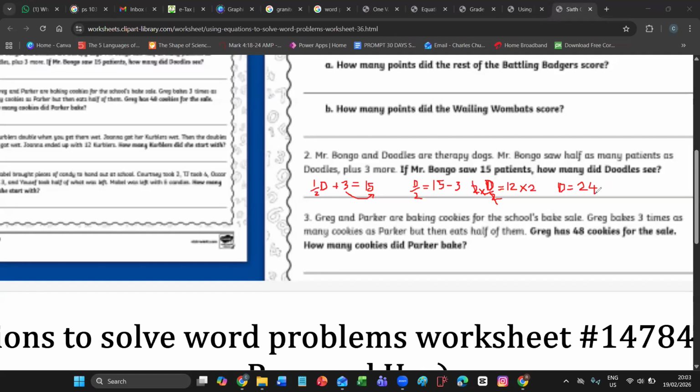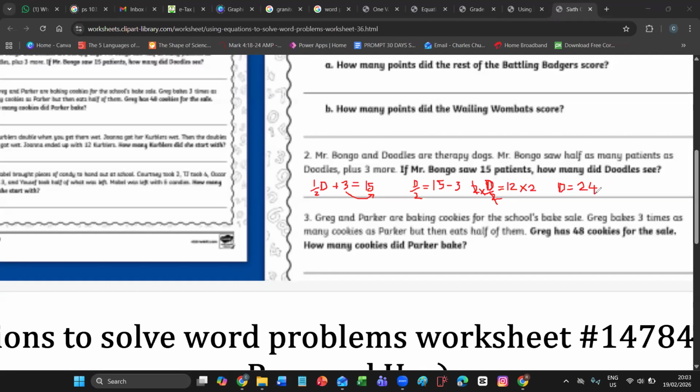This is an interesting question. So take note that these 48 cookies that Greg had was after he has eaten half of the number that he baked. Did you get that part of the story? Yes, sir. Okay. So let's now try and help Parker to know how many he baked.